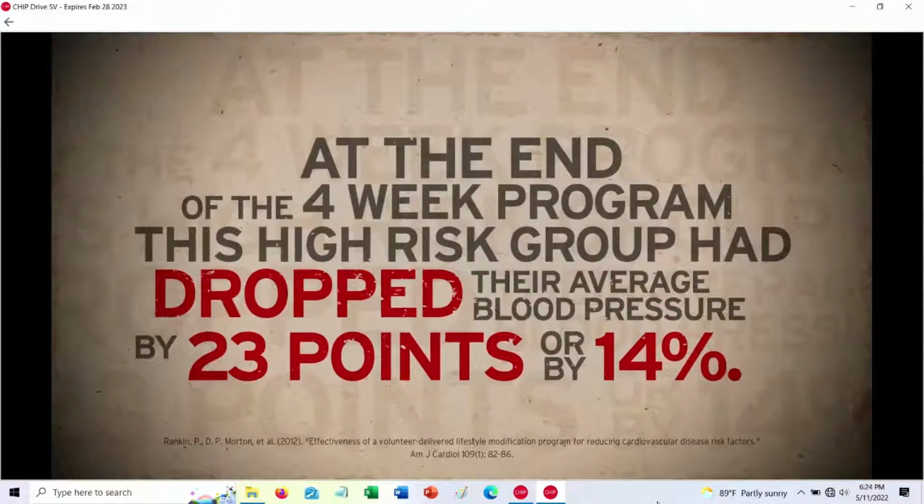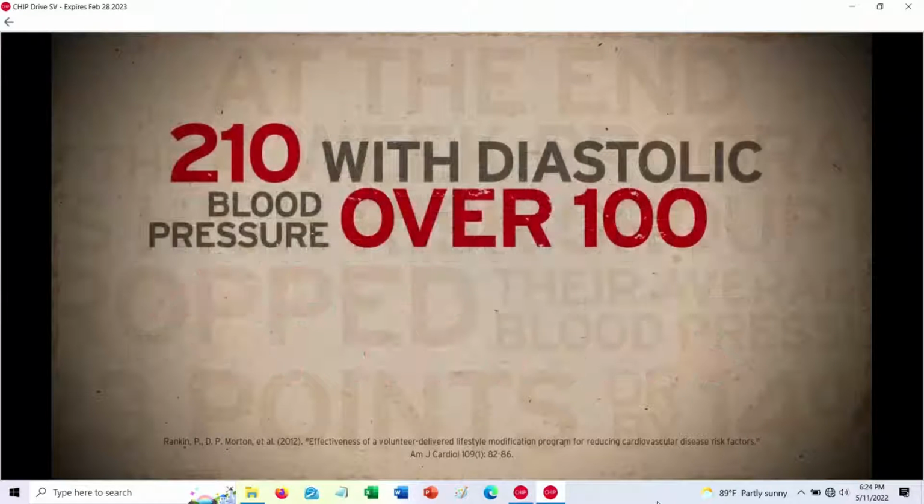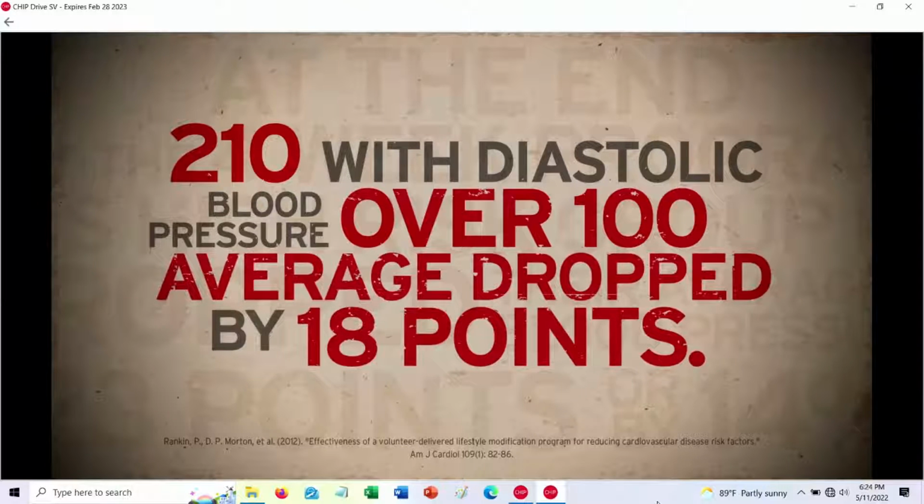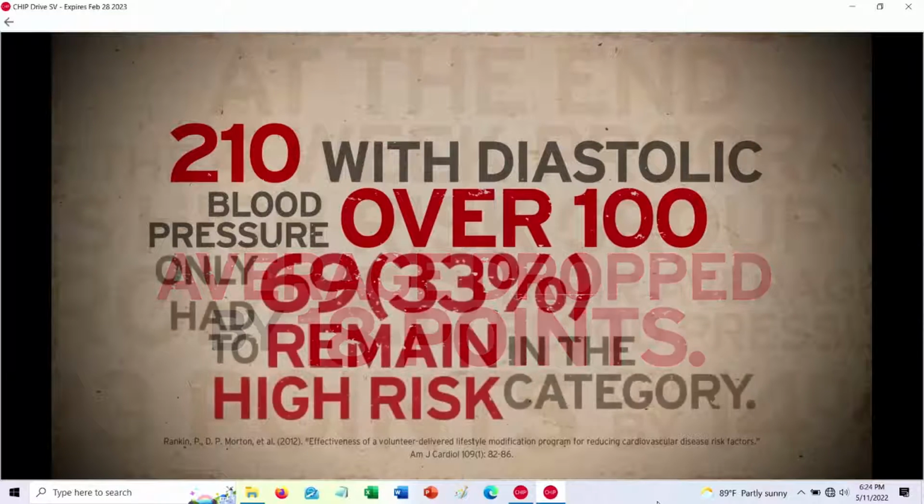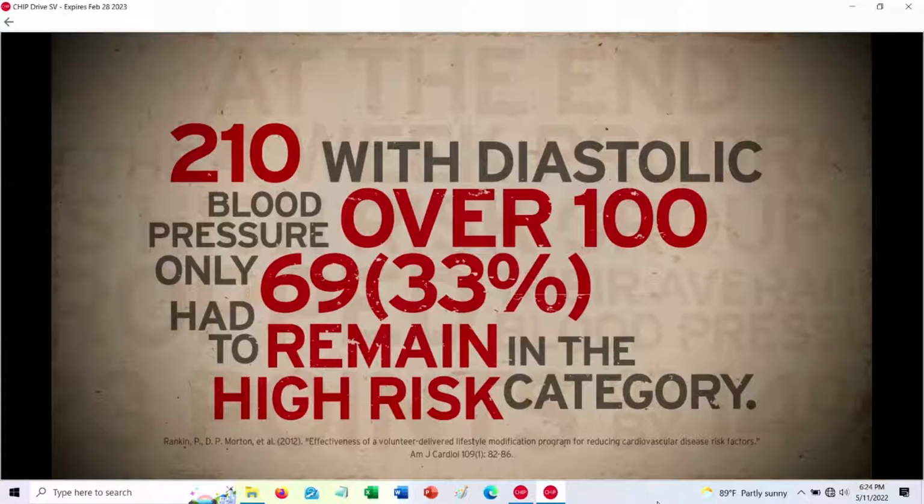At the end of the 4-week program, this high-risk group had been able to drop their average blood pressure by 23 points. The systolic blood pressures came down 23 points. Similarly, 210 enrolled with diastolic blood pressures of over 100. What happened to them? At the end of the 4-week program, this high-risk group had dropped their average diastolic blood pressure by 18 points. And at the same time, only 69 out of the original 210, or 33%, had to remain in this high-risk category.